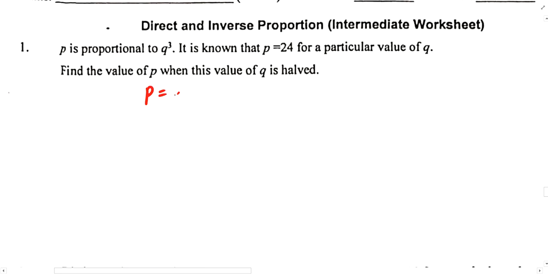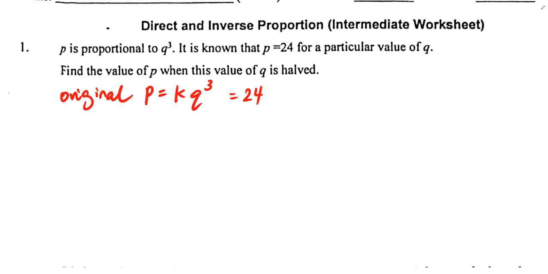P equals k times Q to the power 3. P is 24 for a particular value of Q. Find the value of P when the value of Q is halved. So this is how we start. This is the original.